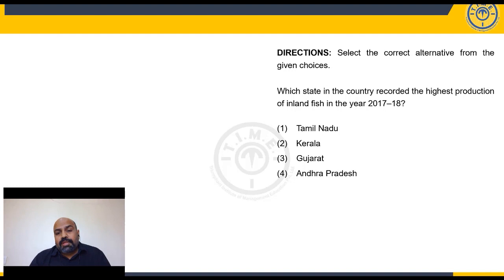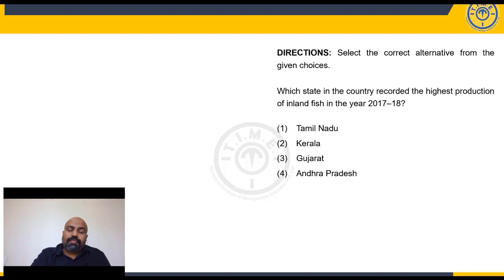Gujarat, Vijay Rupani. Kerala, Pinarayi Vijayan. Tamil Nadu, E. Palaniswami, S-W-A-M-I. You can write with an M-Y also. Okay.